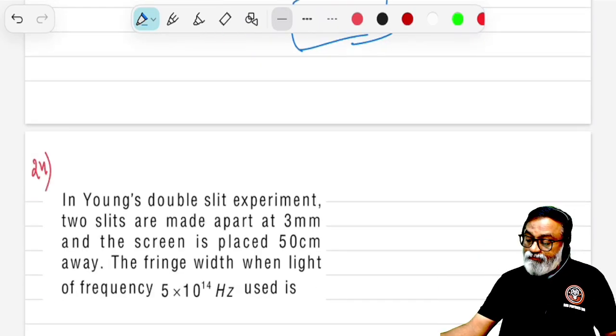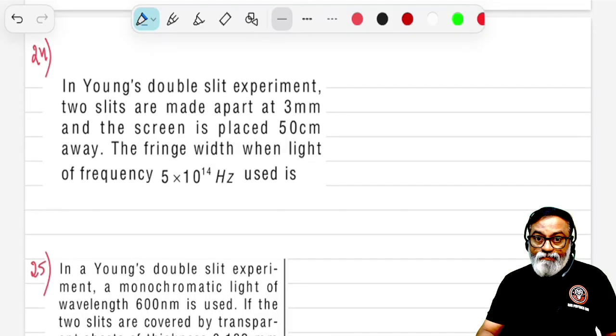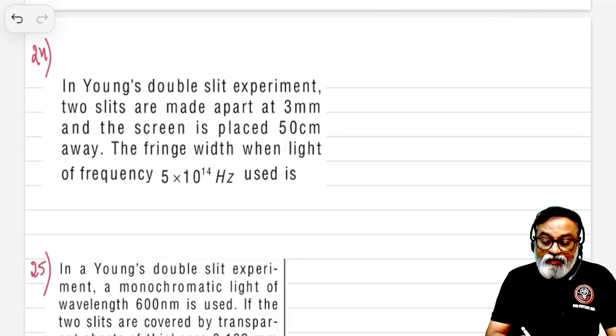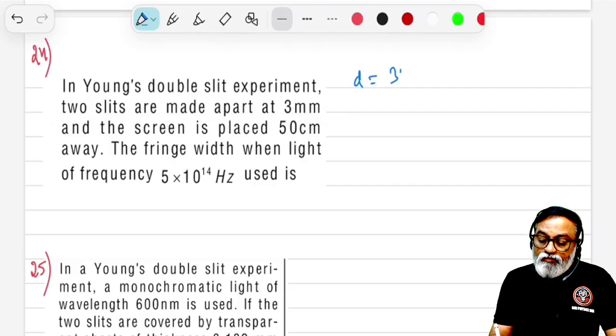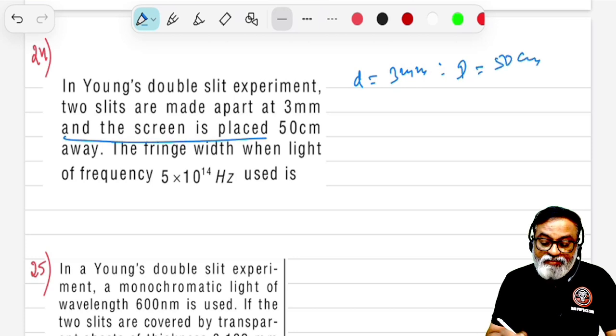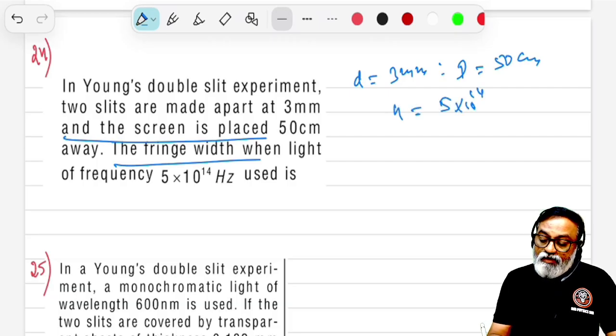Next. In Young's double slit experiment, two slits are made 3 millimeter apart. Means here small d is equal to 3 millimeter. The screen is placed at 50 centimeter. D is equal to 50 centimeter. The light has a frequency n given as 5 into 10 to the power of 14. Then we have to find the fringe width.